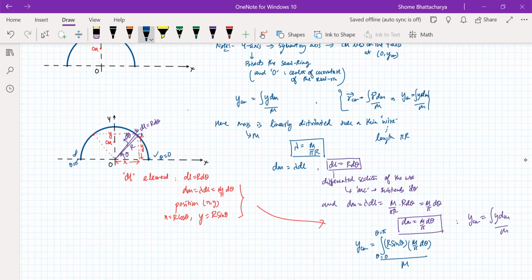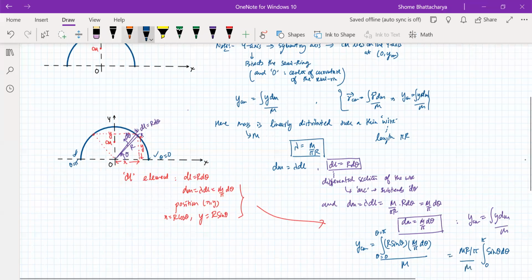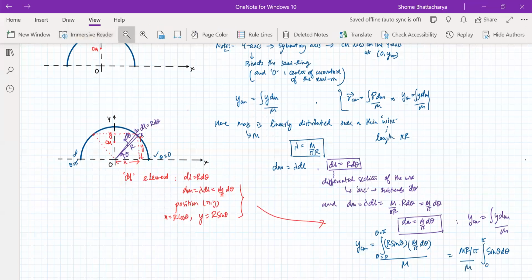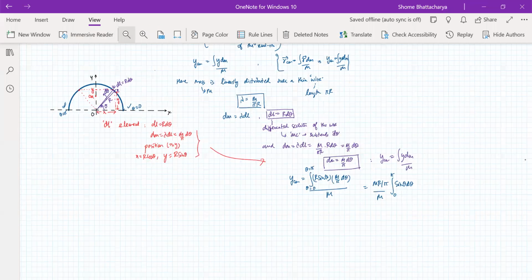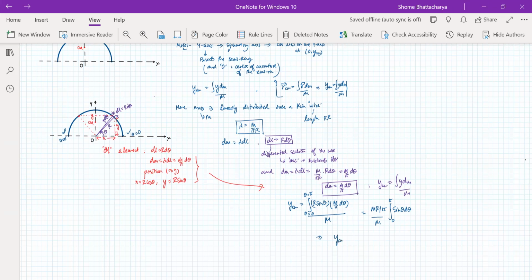Now take the constants outside. So mr by pi is a constant. So we are left with a very simple integration, sine theta from 0 to pi. And there's of course a division by m, so that m will cancel off. Then sine theta from 0 to pi, if you put the limits, will give you 2. So many of you got this answer correctly. It will be 2r by pi.